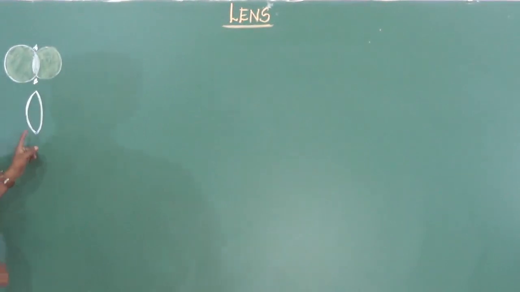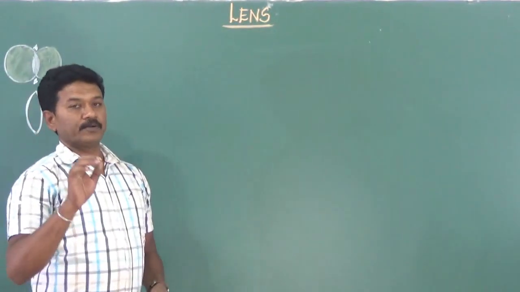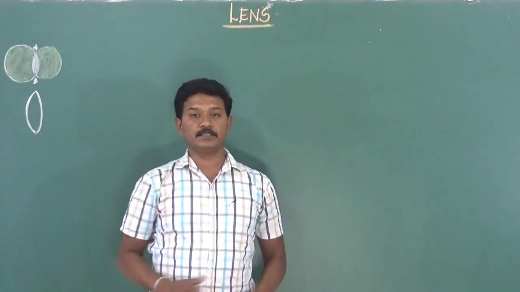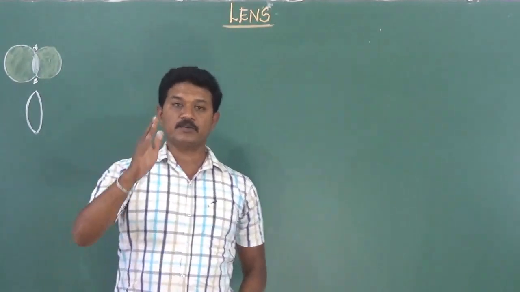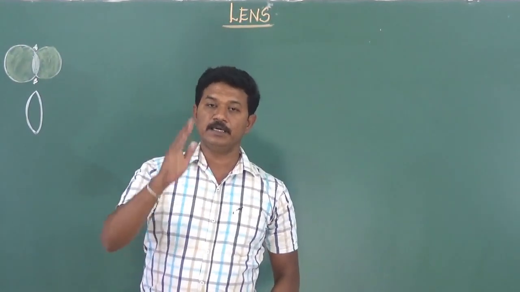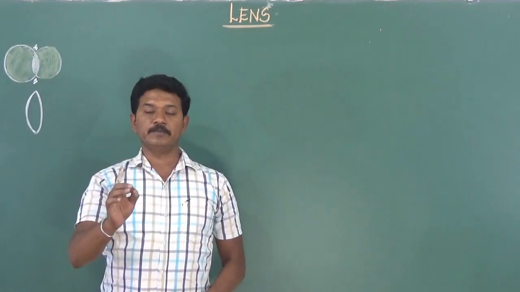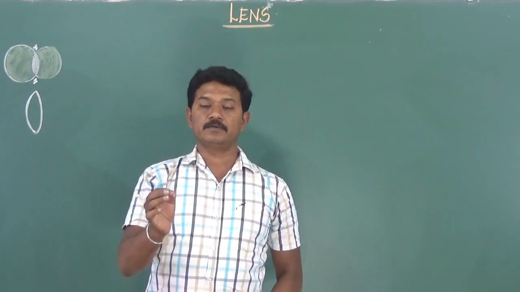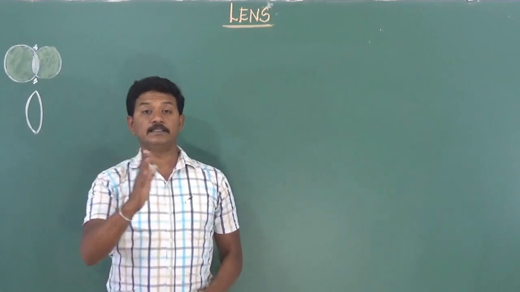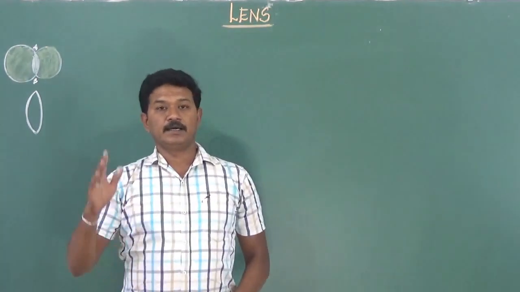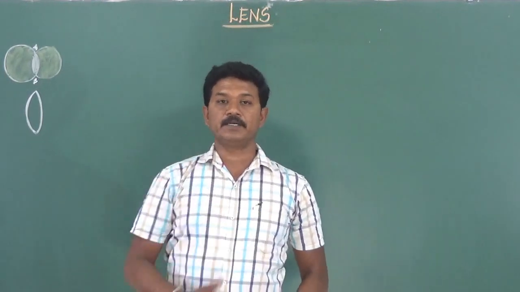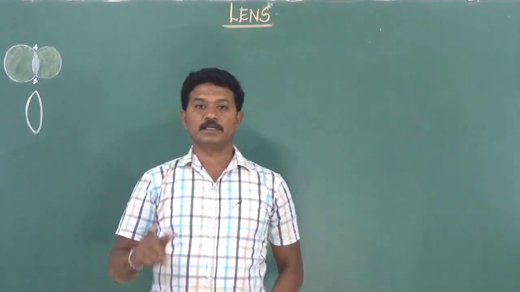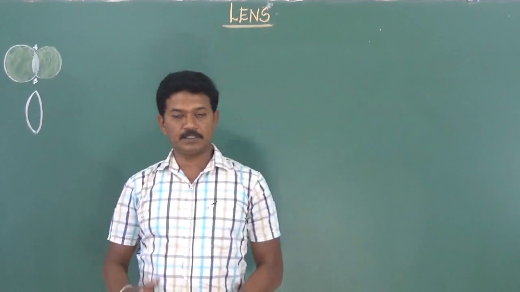In these two refracting surfaces, at least one should be spherical in nature. If both are spherical, it's well and good. Then that transparent material having one or both spherical surfaces can be called a lens. So what is a lens? Lenses are the transparent materials having refracting surfaces where at least one of the refracting surfaces is spherical. This is called a lens.